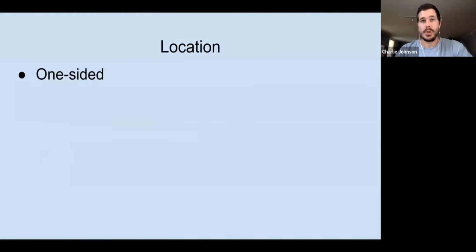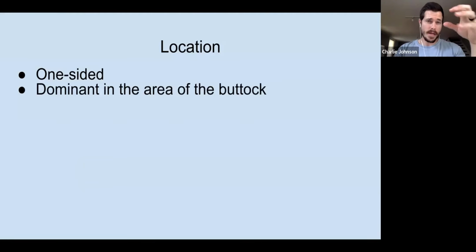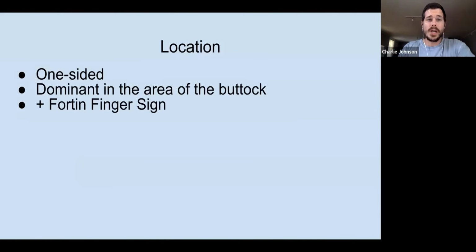Now, location of symptoms, it's usually one-sided. Even though you have two SI joints, one on the left, one on the right, usually it's one-sided. It's usually dominant pain in the area of the buttock. You'll say, hey, I got pain kind of in the dimple area of my back, and it goes right into my buttock, and that's where I feel most of the symptoms. You have generally what we call a positive Fortin finger sign. I'll show you what that means in a moment, but basically pinpoint pain right over the SI joint.